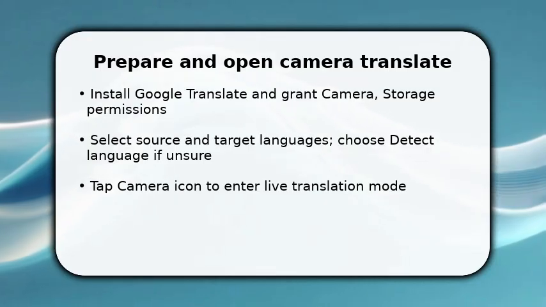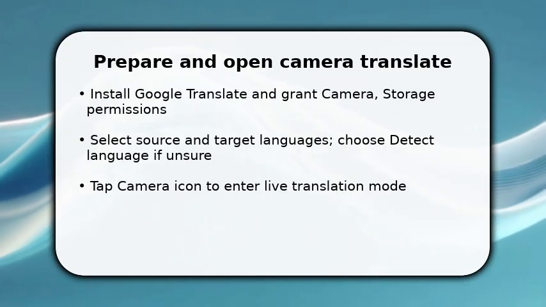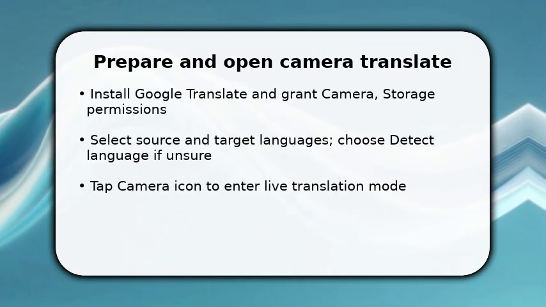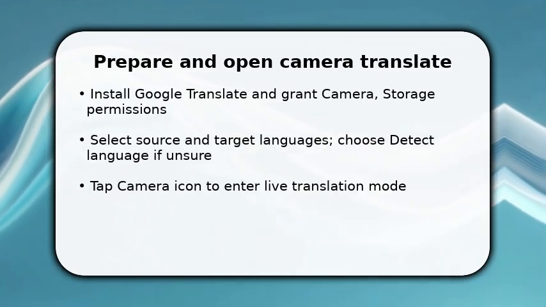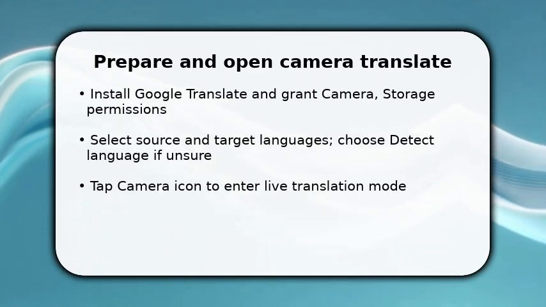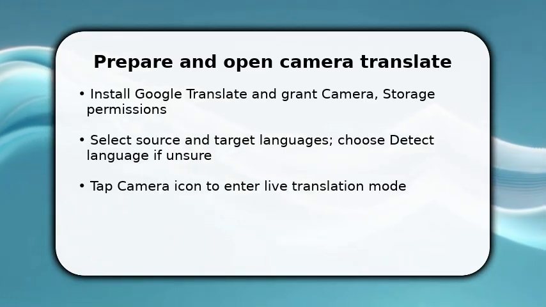You start by opening Google Translate and granting camera and storage access so the app can read text. Once done, pick the target language and either set the source or use detect language for convenience. Now tap the camera icon at the bottom. This launches live camera translation.